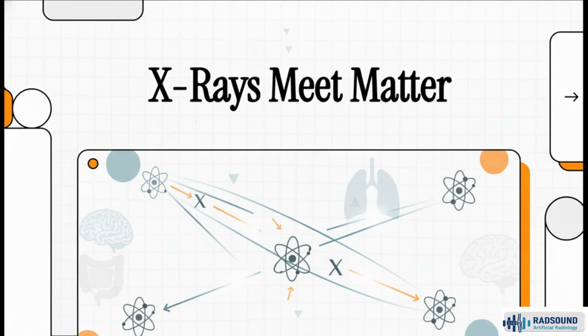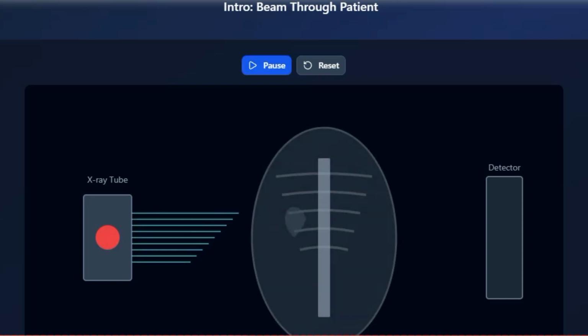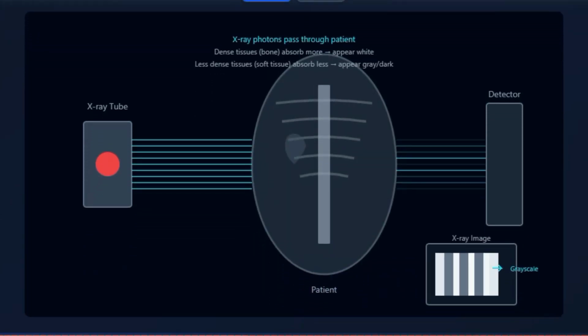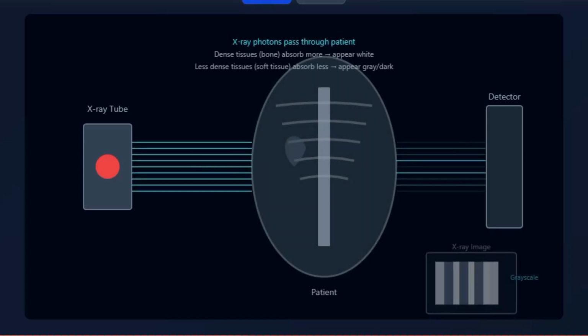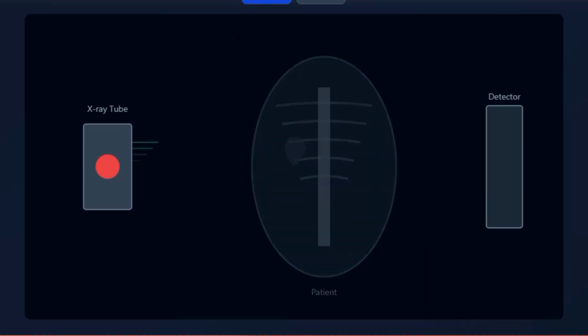Right, welcome. If you're prepping for your FRCR physics exam, you are in exactly the right place. In the next few minutes, we're going to break down the absolute heart of all X-ray imaging: how photons actually interact with the human body. Get this down, and I promise you'll start seeing every image in a whole new light.